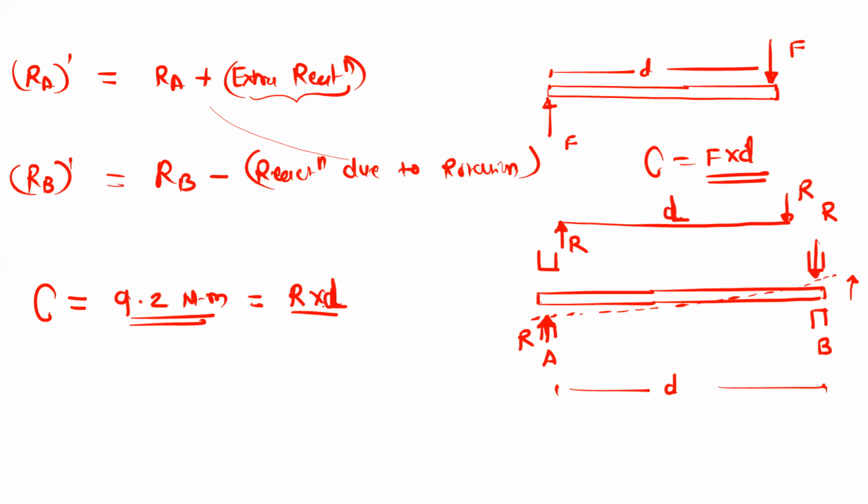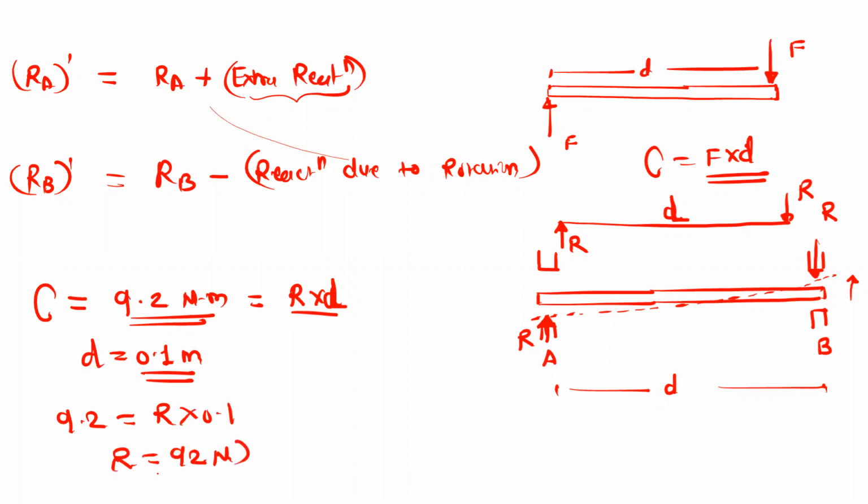So D is the distance between the two bearings. And this distance, it is given as a 0.1 meter. Okay. So D, it is given as a 0.1 meter. So 9.2, this is equal to R into 0.1. So you will get R is equal to 92 Newton. Okay, so this is the reaction. That is the extra reaction at point A and B.